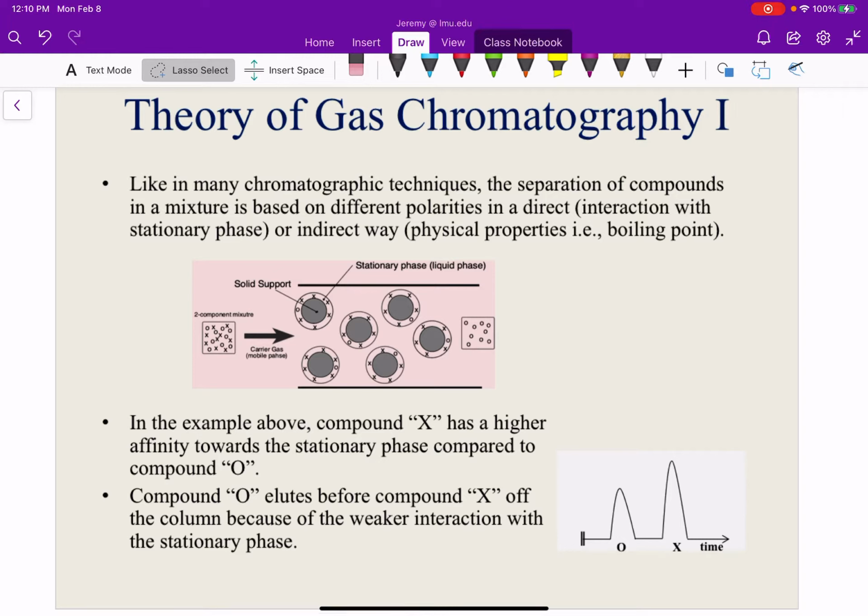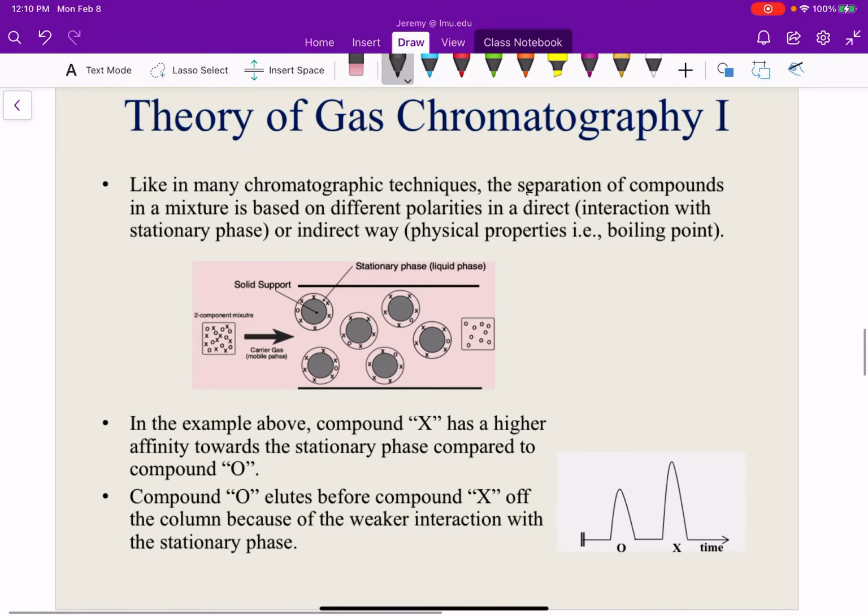Okay, again, kind of talking about the theory of how this works, right? So we're going to be separating compounds. We're separating compounds, and compounds are generally separated in two different ways.